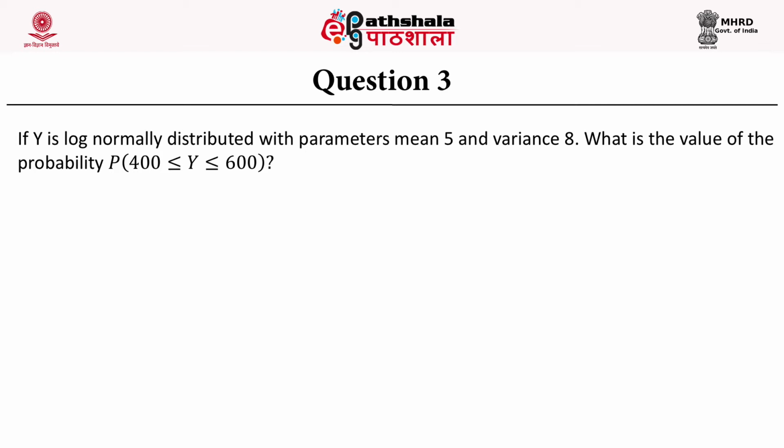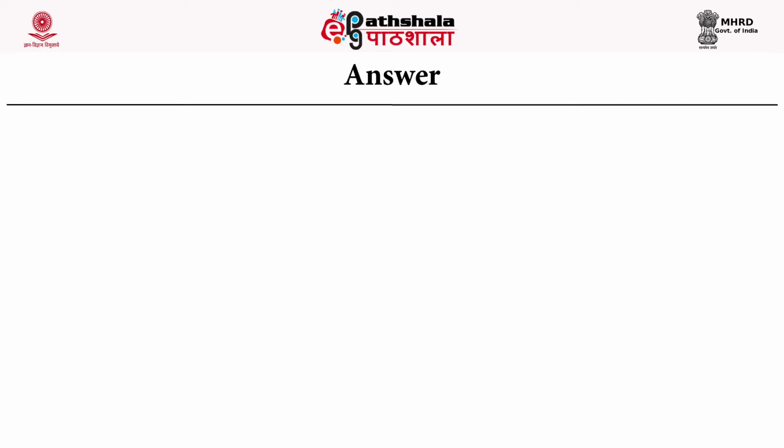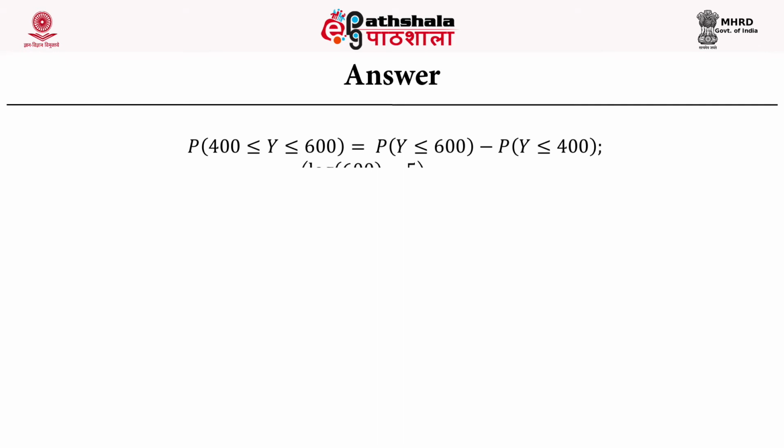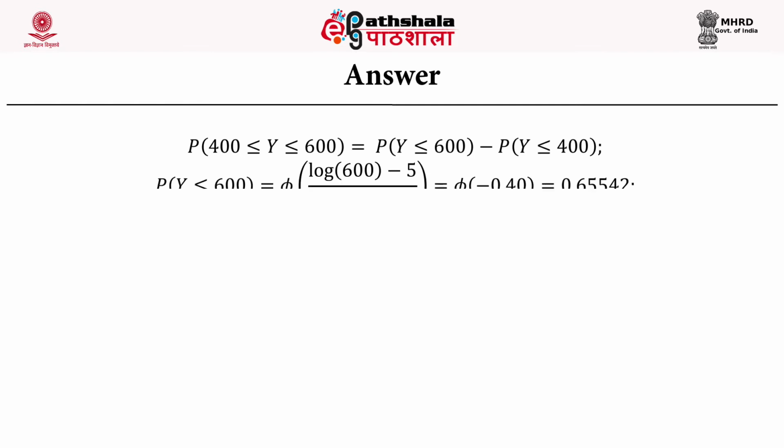5 and variance sigma. What is the value of the probability that Y lies between 400 and 600? To find this probability, we use the CDF, that is, the probability that 400 is less than Y is less than 600, which is equal to probability of Y less than 600 minus probability of Y less than 400. So first solve the probability that Y is less than 600.